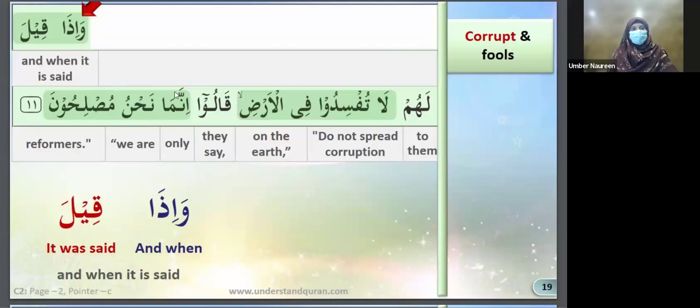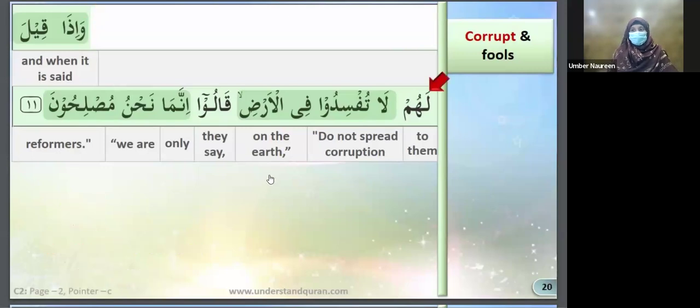Passive. What is it? Qila, passive. Qala, passive is qila. Yes, say once with me. Qila. It was said. Lahum, to them. La, to, and hum, them.